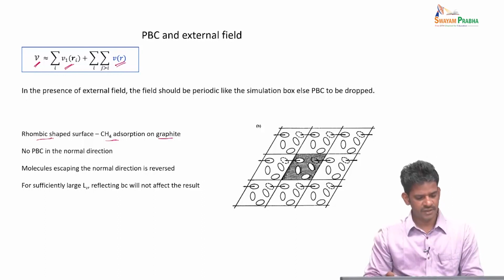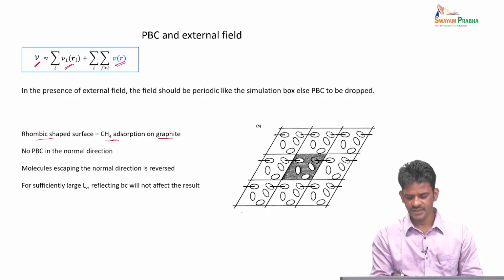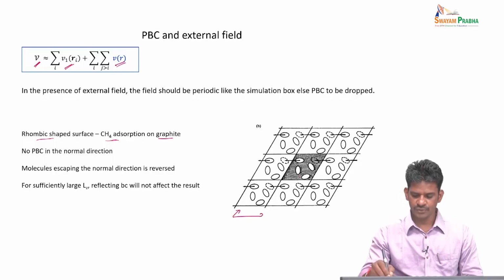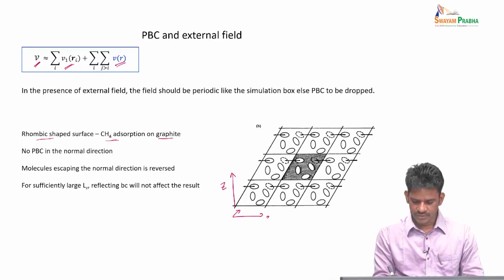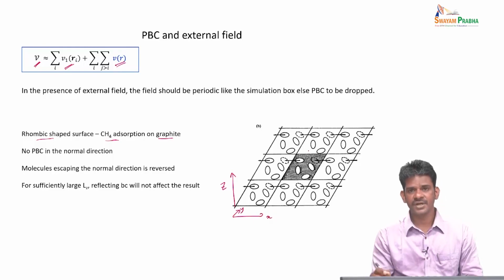To give an example, adsorption of methane on graphite was actually done on a substrate, and the substrate has a shape of a rhombus. So again, it is shown in here. This is the surface, which basically is a rhombic shape, and normal to this direction, the z direction, we don't have any periodic conditions. So in the x direction and y direction, there is a periodicity, and the shape is not square, but rhombic.